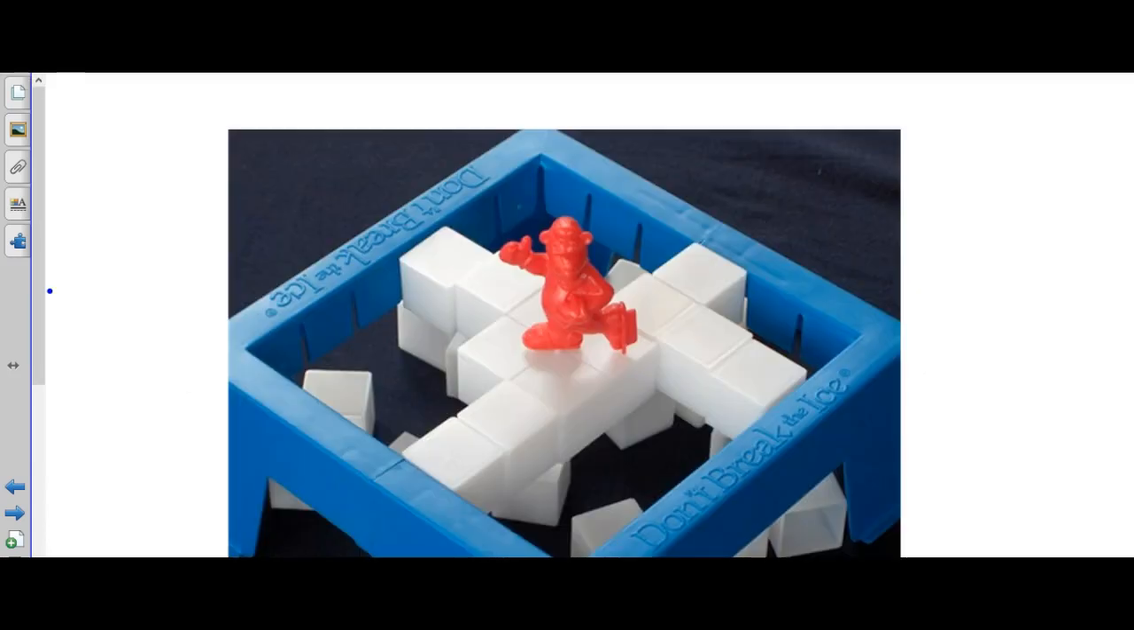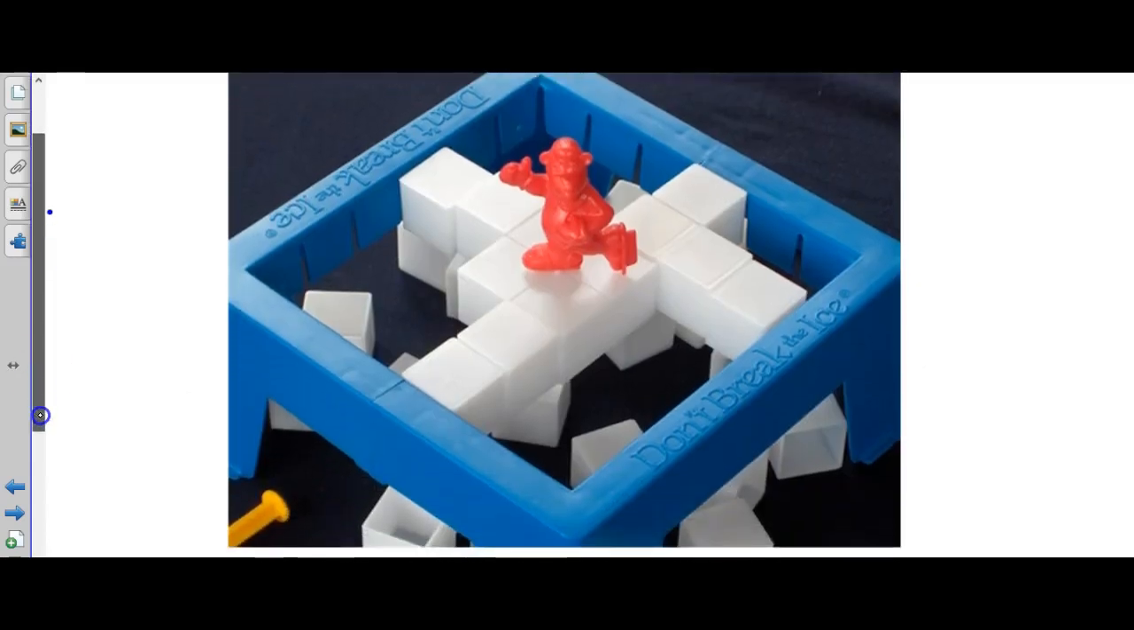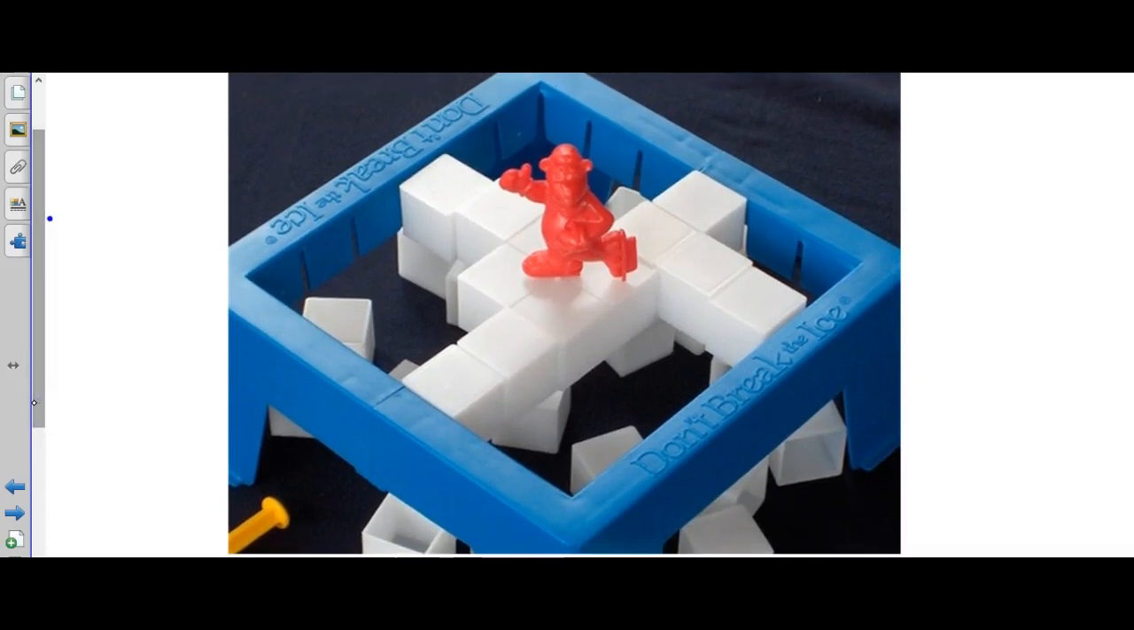And in case you've never heard of this game before, here you can see a picture of the game. There's this blue square frame with these little white plastic ice cubes, and children take turns tapping on the cubes with hammers to get the cubes to fall through. And you want your opponent to be the one that hits the cube and makes the little red person there fall through the ice. So the cubes need to fit in there pretty perfectly.